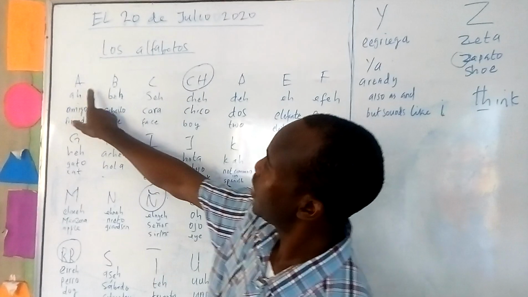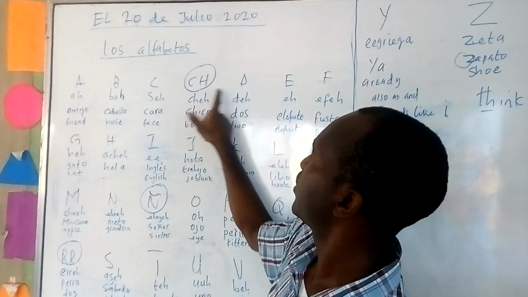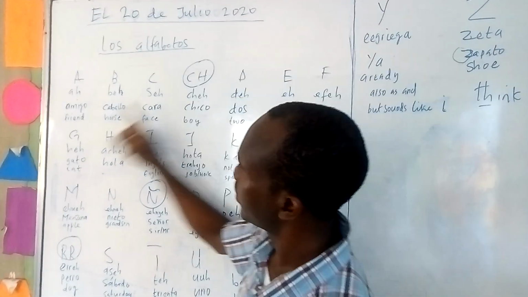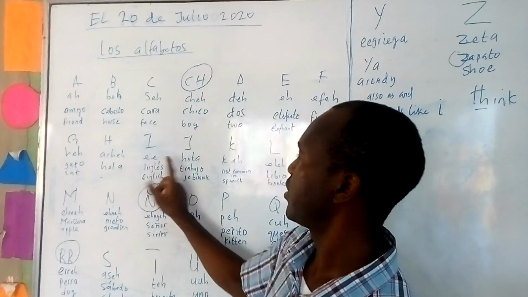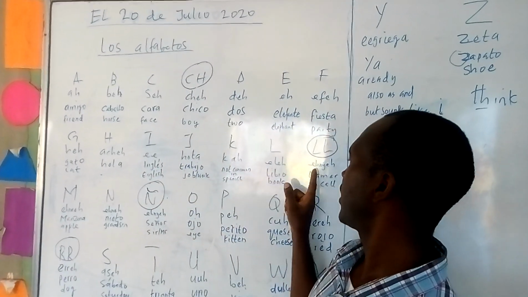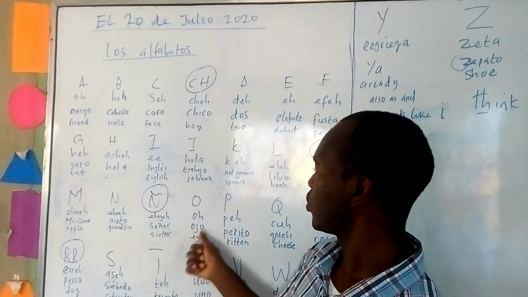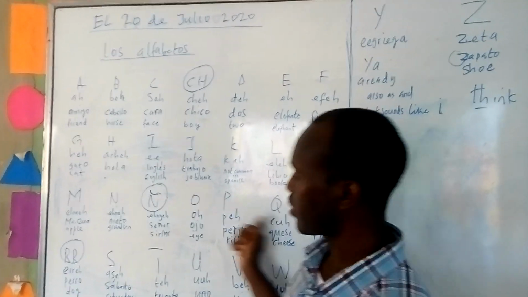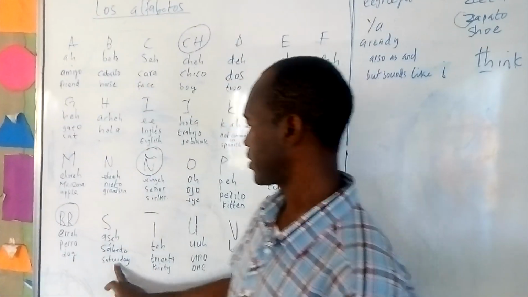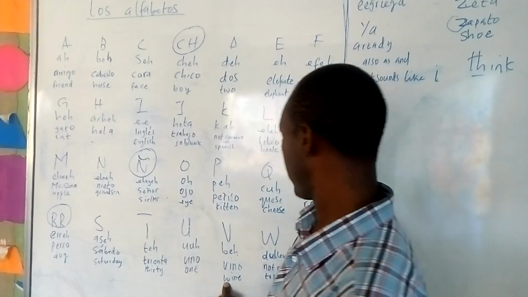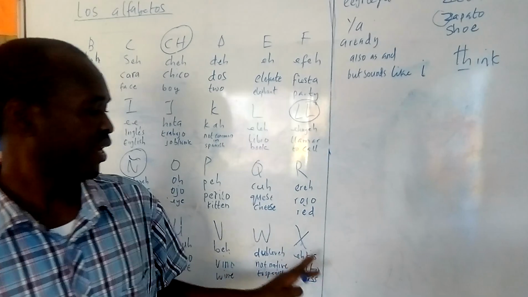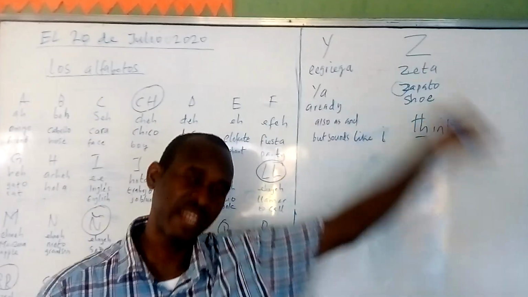Okay, before we go, I would like to just sound everything together. So you have A, B, C, D, E, F, G, H, I, J, K, L, M, N, Ñ, O, P, Q, R, S, T, U, V, W, X, Y, Z.